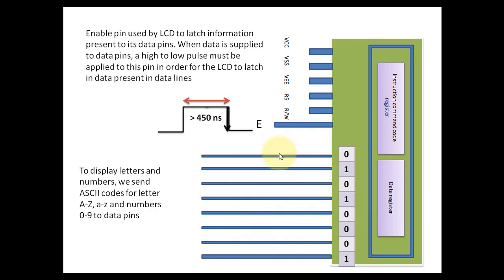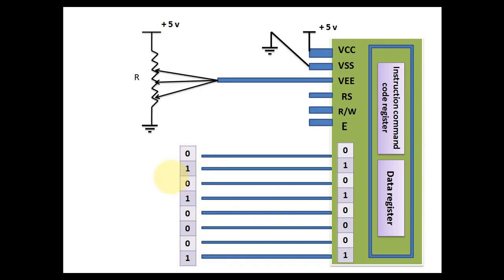One more thing that you have to note is, whenever you want to display something on the LCD, you have to send the ASCII value related to that number or character. For example, if you want to display 9 on the LCD, in that case you have to send the value 39 in hexa. 39H value you have to send.